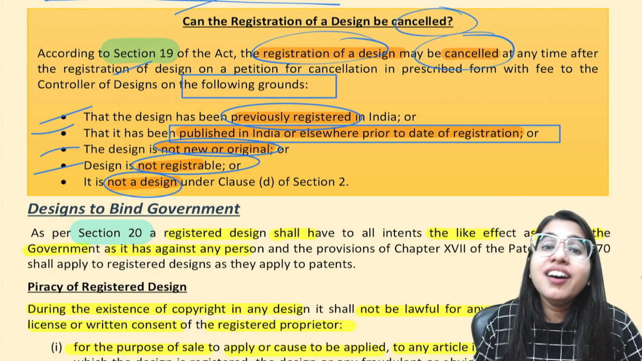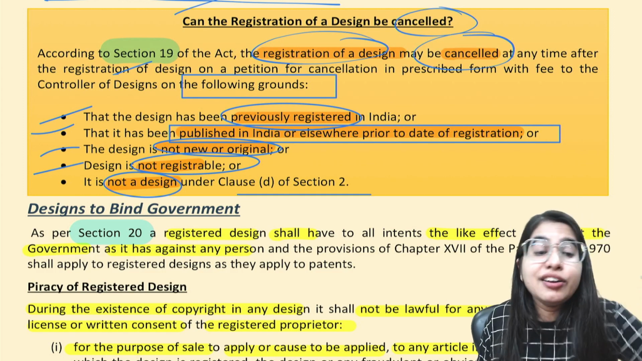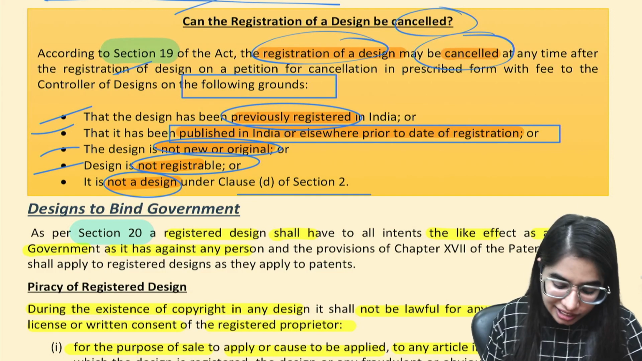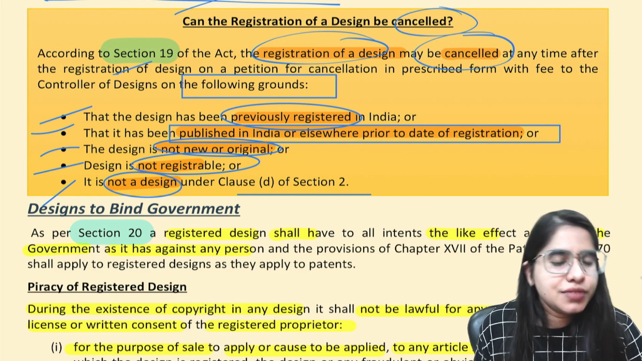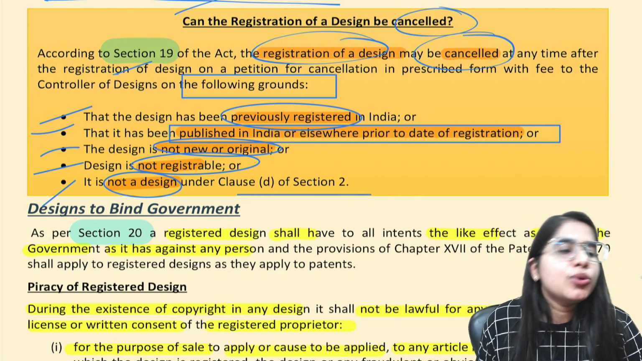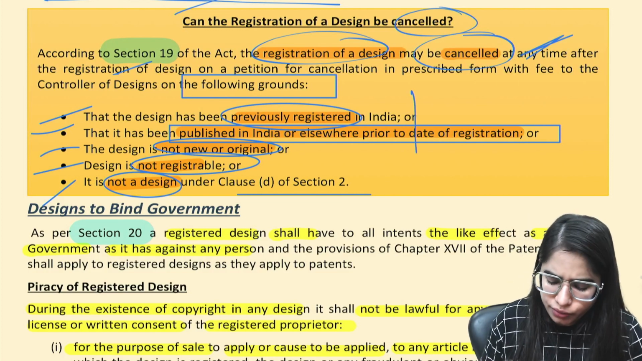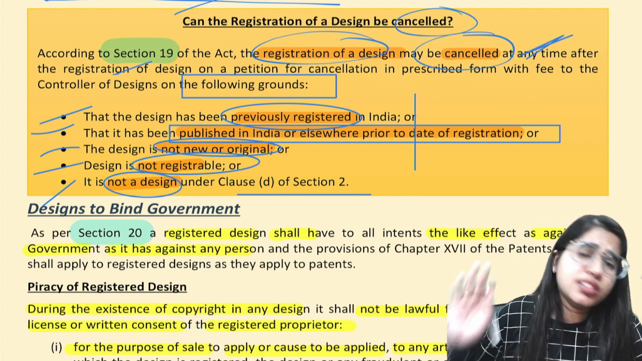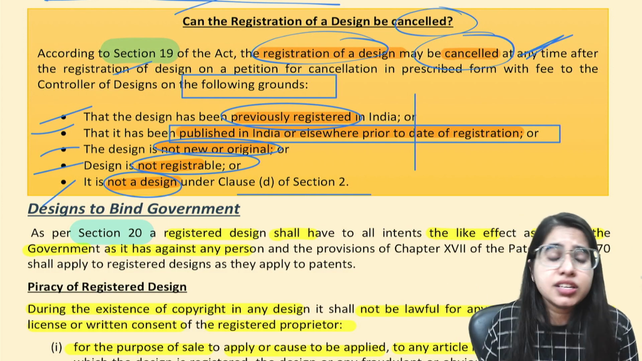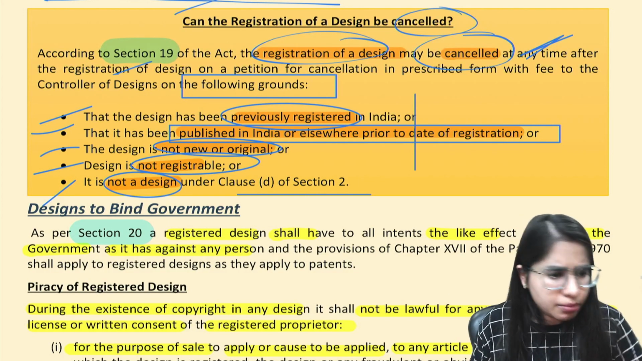It does not fall under the definition of design under section 2 clause D, right? So for these 5 reasons, a controller will not register your design, they will cancel your registration of the design. This can come for 4 marks or 5 marks, the grounds on which the registration can be cancelled.